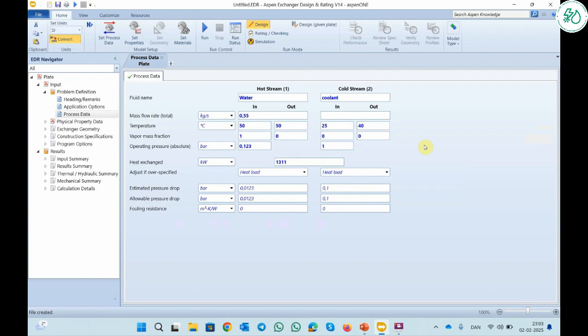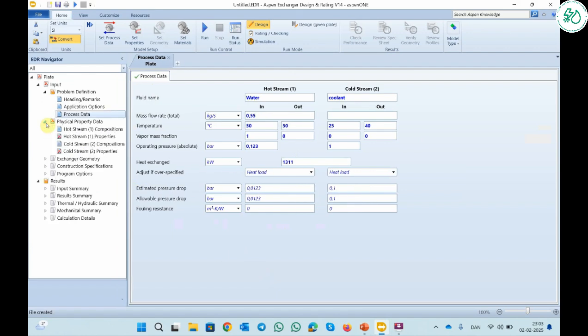Okay, this tab is completed, and one point is that for the pressure drop, the software estimates 10% pressure drop for each stream. The next step is to select the type and properties of the fluid for hot stream and cold stream.